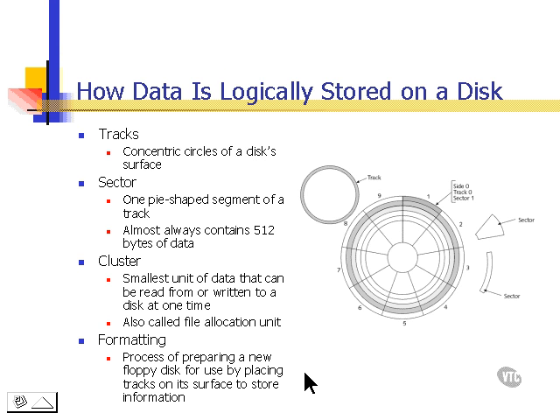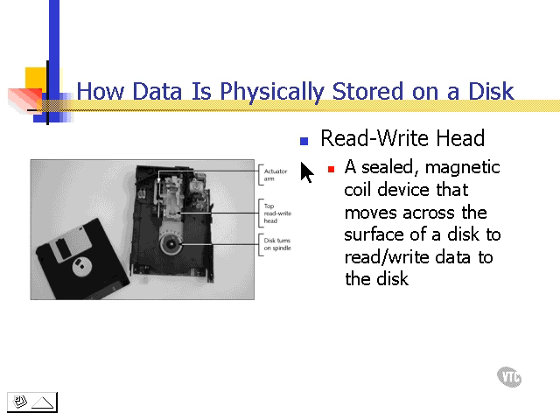Let's take a look at how this is done physically. The Read/Write Head is a sealed magnetic coil device that moves across the surface of a disk, and it reads or writes the data from the disk. The thing that controls where the Read/Write Head is called the actuating arm. And the spindle spins the disk so that we can go around the tracks to get the data. So now that we know a little bit about how data is stored on a disk, in the next section we'll take a closer look at how data is actually formatted.